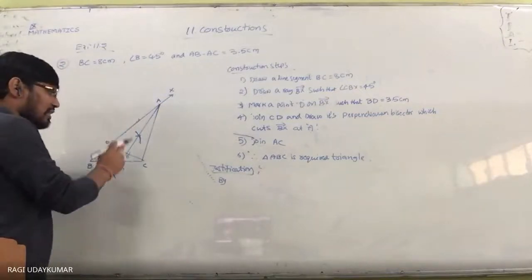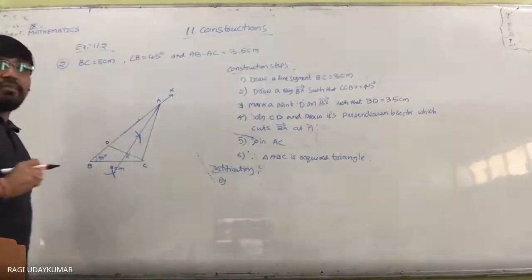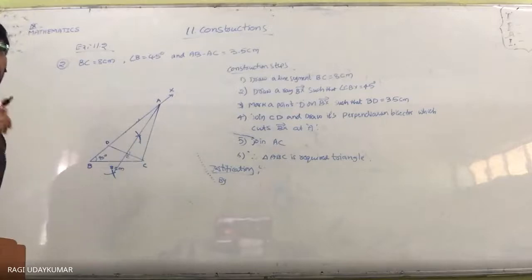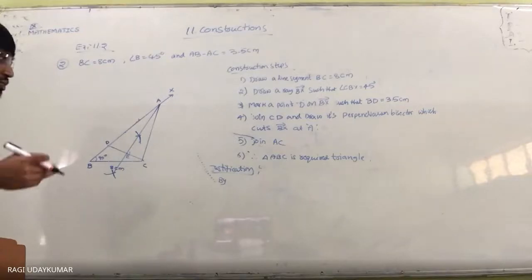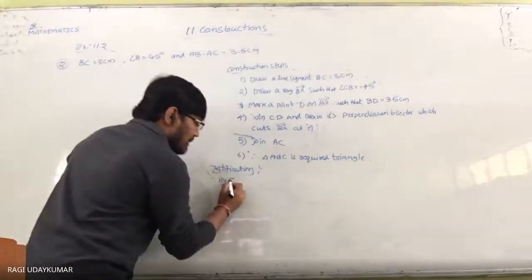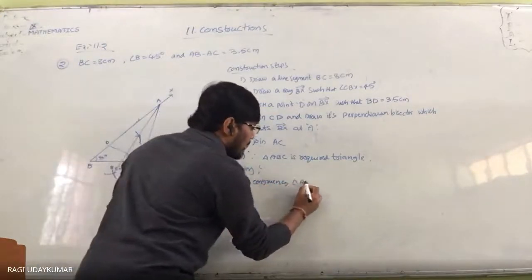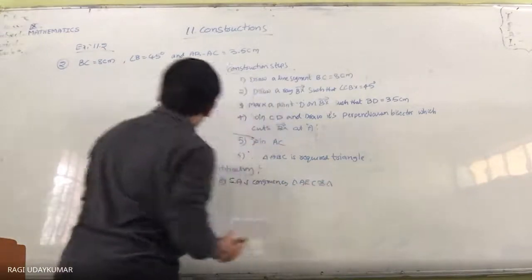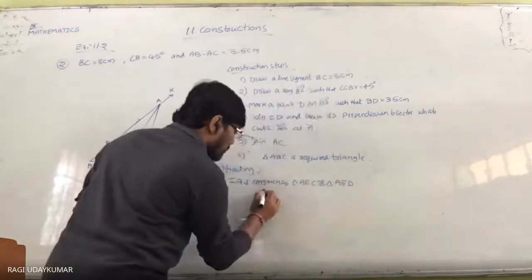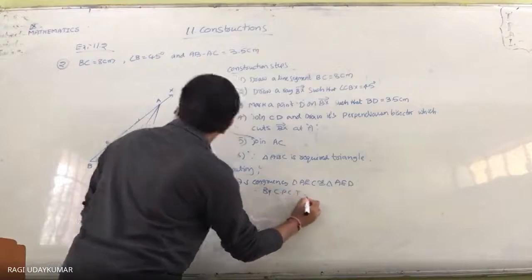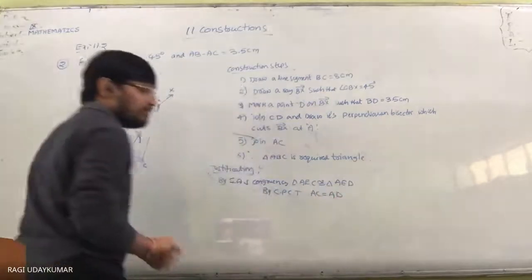We have actually been given that AB minus AC is equal to 3.5, but we have constructed BD as 3.5. Furthermore, what is the justification you need to give? That is what we are going to see. So by SAS congruency, triangle AEC is congruent to triangle AED. Therefore, by CPCT, you can say that AC is equal to AD.